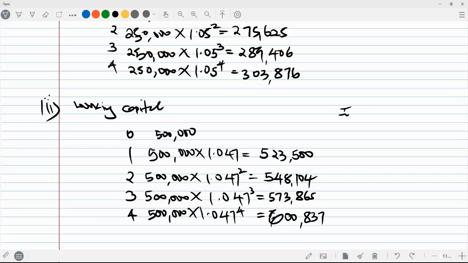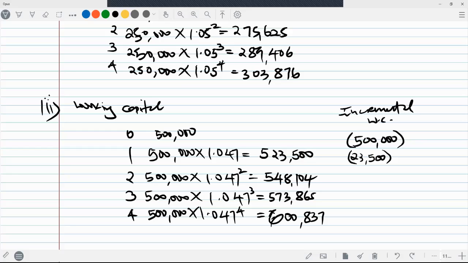So here, incremental working capital. Year 0, you invest half a million, a cash outflow. Then in year 1, we top up 23,500, a cash outflow. Year 2, we top up how much? 24,604.